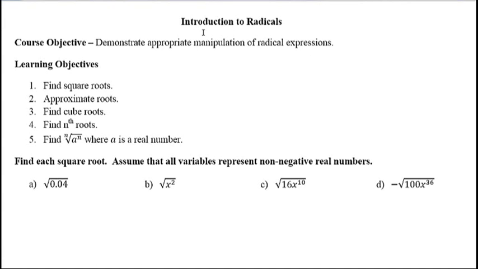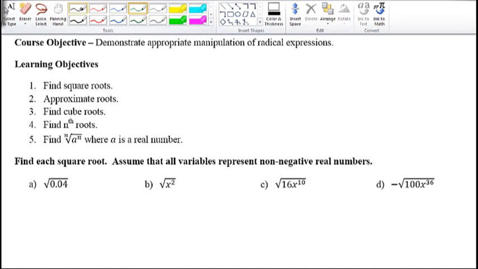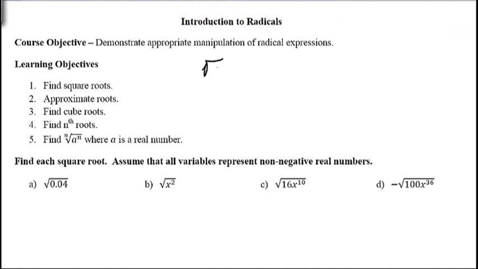This lecture video is about an introduction to radicals. So you've probably seen radicals before. One example of a radical would be the square root of 9. And so this square root symbol is called a radical. And so the square root of 9 is equal to 3, and that's because 3 squared is equal to 9.